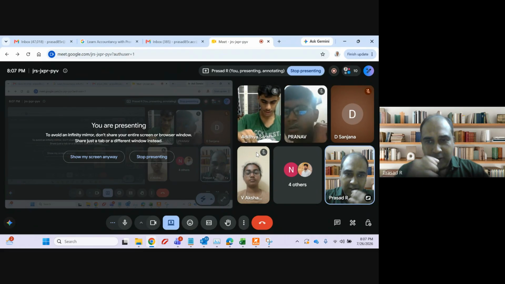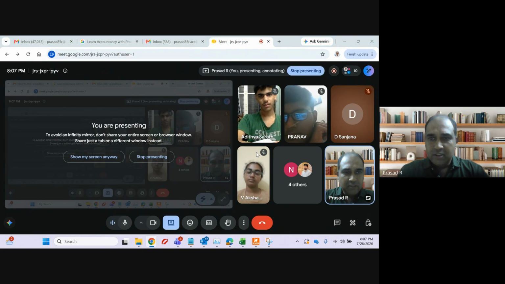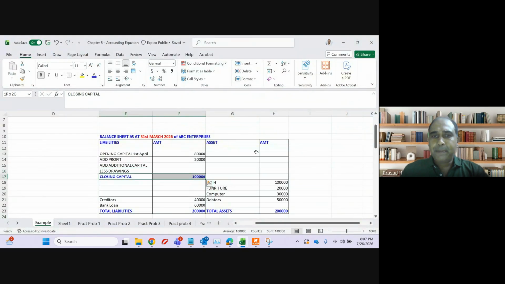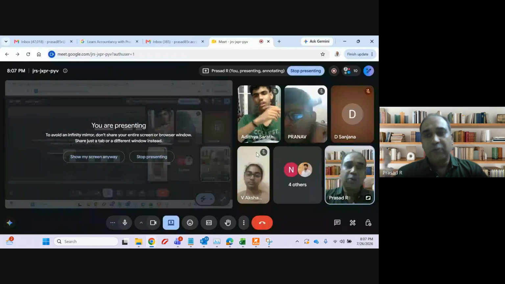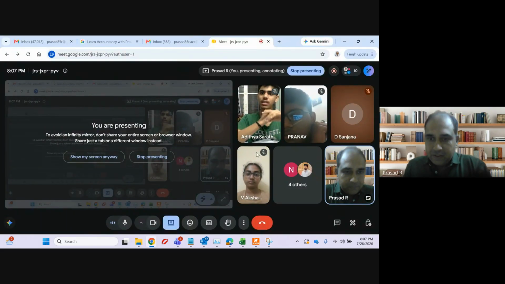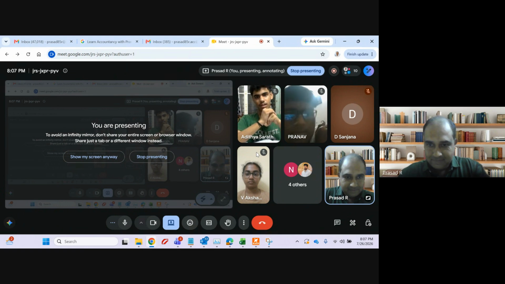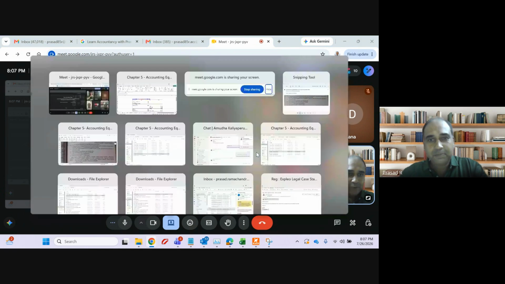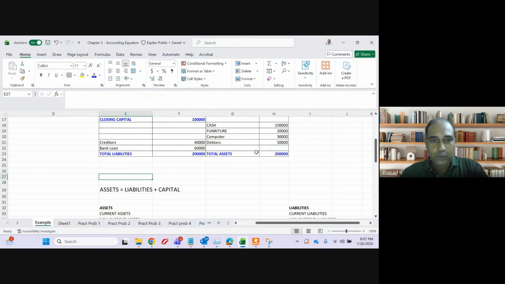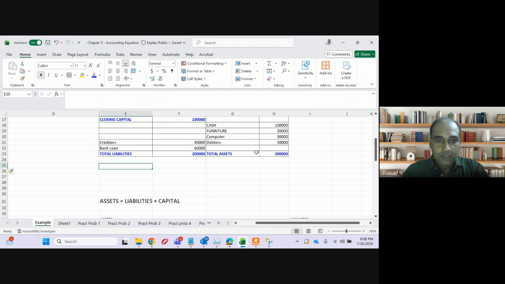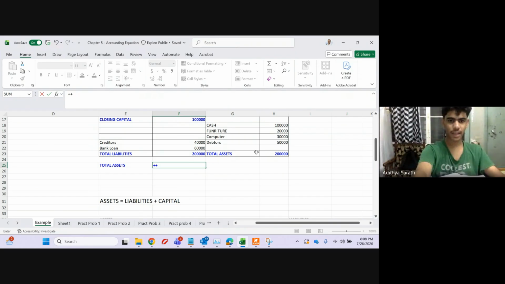Clear? You don't have to worry too much. Just remember this capital that we have in the balance sheet includes profit also, because it is always a closing capital. Am I clear? Now, with this, I can make 6 or 7 formulas with this balance sheet. I will show you. First formula, total assets equal to what, guys? Total assets equal to capital plus liability.